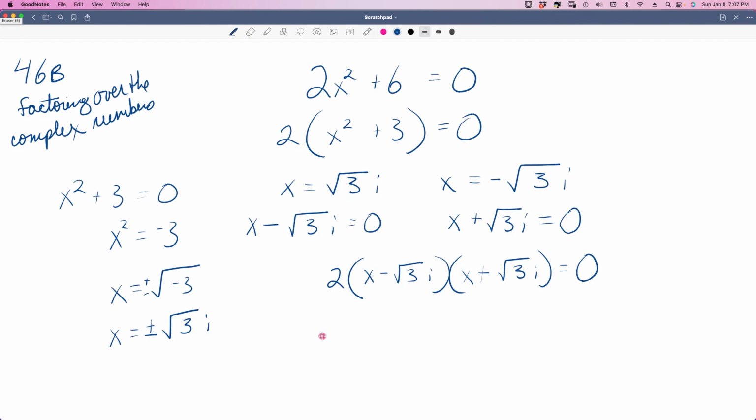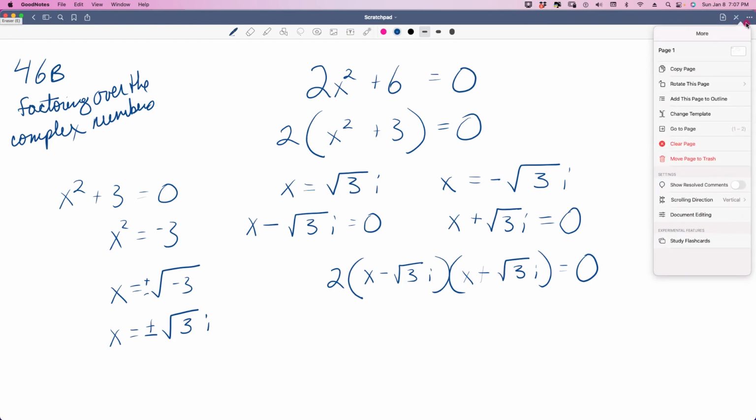So let's do a practice problem or two. Let me see how many we have. Looks like we just have 2 practice problems. It doesn't look super difficult. I think we can do these just fine. So let's do 46.2 and knock that one out. So we need to factor 2x squared plus 4x plus 8 over the set of complex numbers.